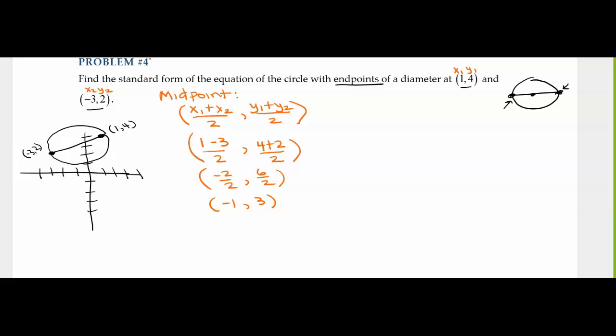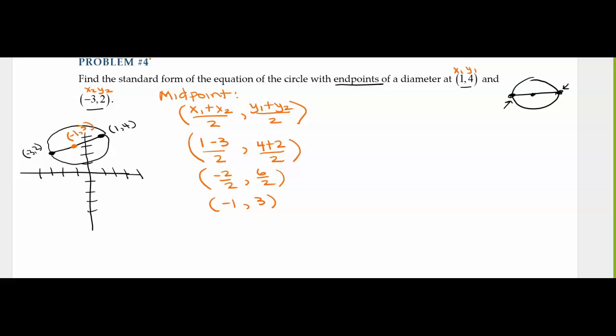So let's plot that on here. So over negative 1, up 3, looks like it's about there. And for my really rough graph, that looks about halfway in between those 2 points. All right, so that's good.